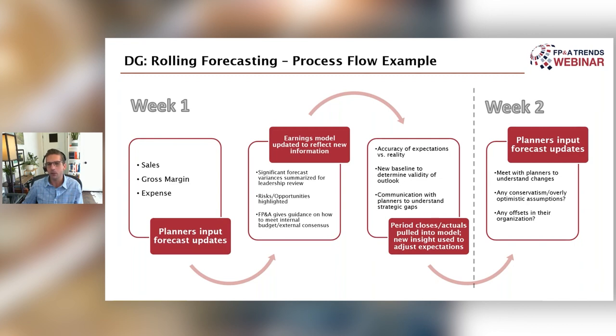So let's pretend later in the week the period closes out, we're pulling actuals into our model, and then almost instantaneously comparing the differences between those actuals and what planners told us maybe 4 or 5 days previously, working with them to understand the expectation gaps there, and pretty quickly setting that new baseline to determine the validity of the outlook from that point forward. It all really starts over as we move into week two. They're learning new information, inputting it, and then it all starts all over again.